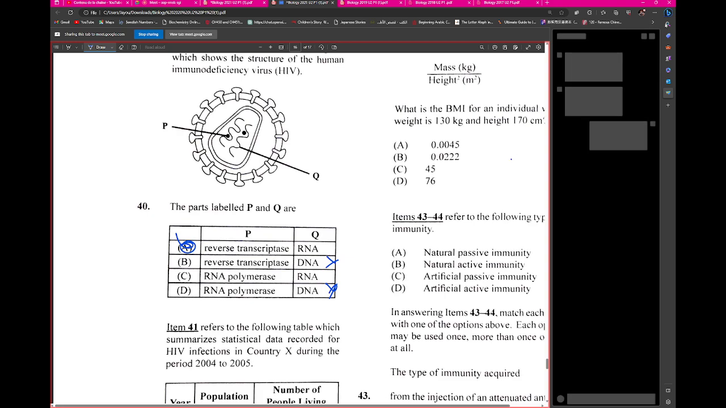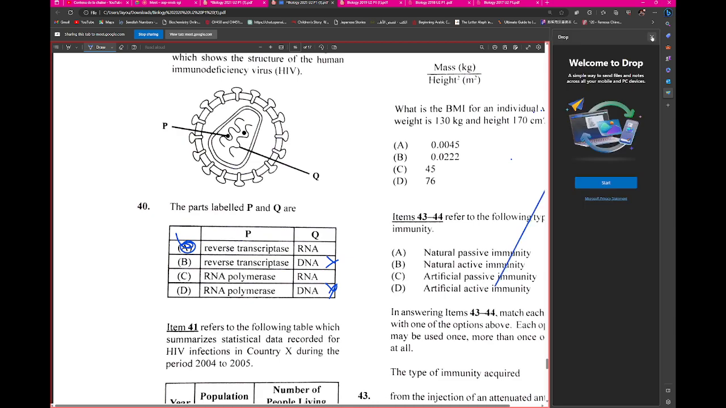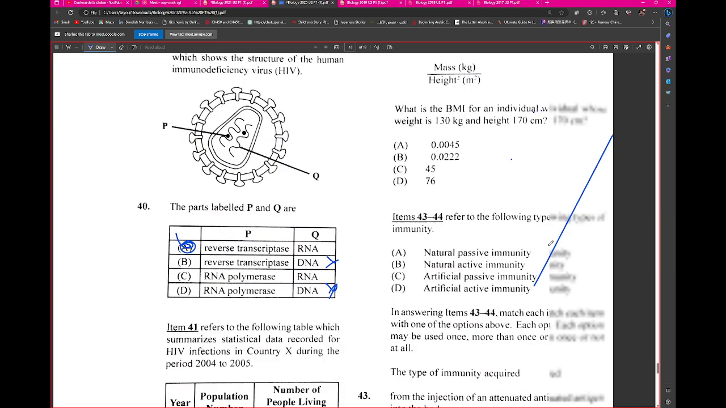41, hold on. What is that on my screen? Why does it continue loading? Give me a second. I need this thing to go away and it's not going away. Give me a second. Alright, it's gone.